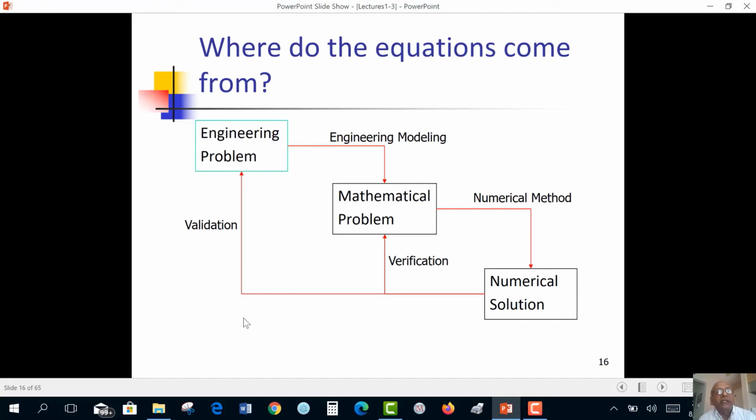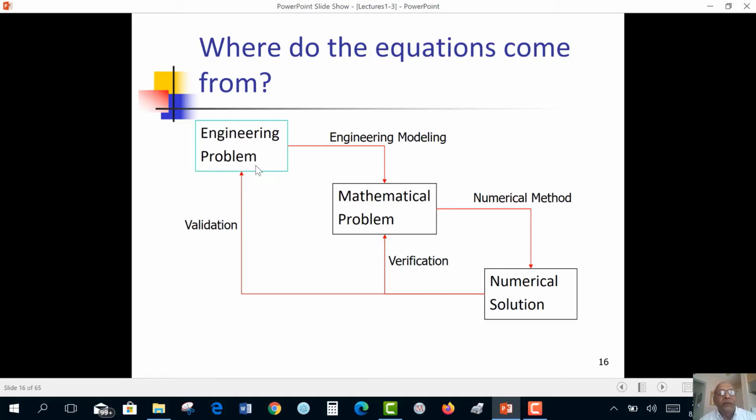Now, where do these equations come from? Well, let's say you have an engineering problem that you want to solve. Typically an engineering problem is quite complex. So what we do is we make assumptions, we simplify the problem, we create an engineering model. So we take the engineering problem, we model it, and we convert it into a mathematical problem. Often the mathematical problem is simple, so you don't need to do much further. You use things that you have learned in your Calc 1, 2 classes, algebra classes, and you can solve it.